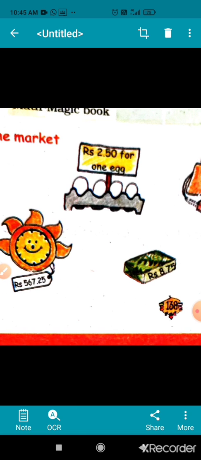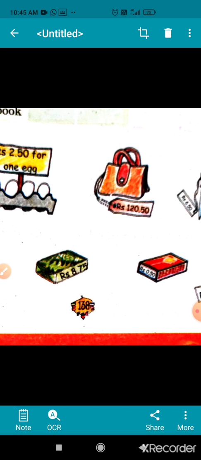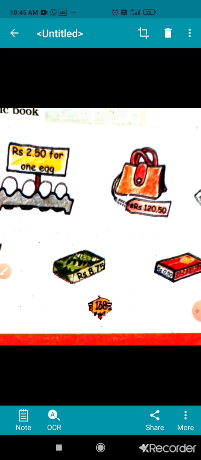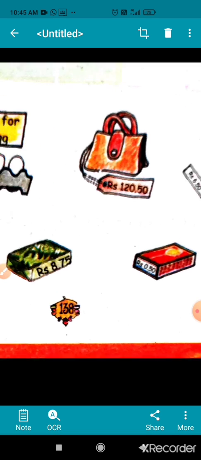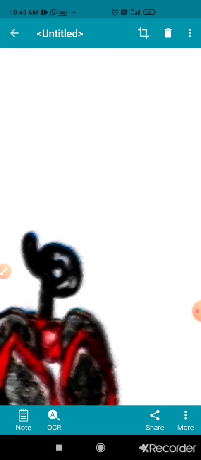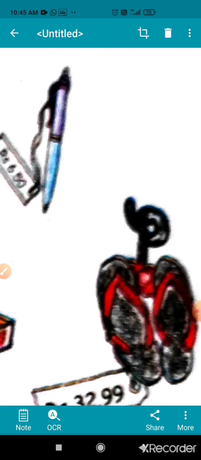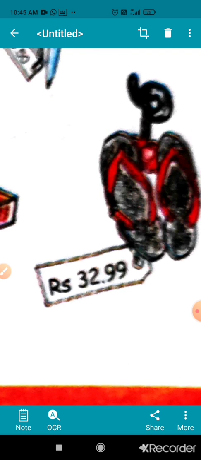Egg, rupees 2.50 for one egg, and there is a school bag. This is rupees 120 and 50 paisa. This is soap, rupees 8 and 75 paisa. This is a matchbox, rupees 0.50, means 50 paisa. And here a pen, rupees 6 and 50 paisa, and a pair of slippers, rupees 32 and 99 paisa.